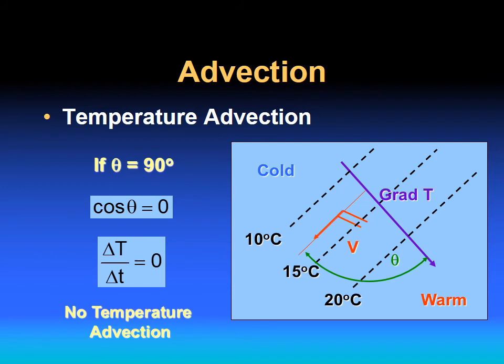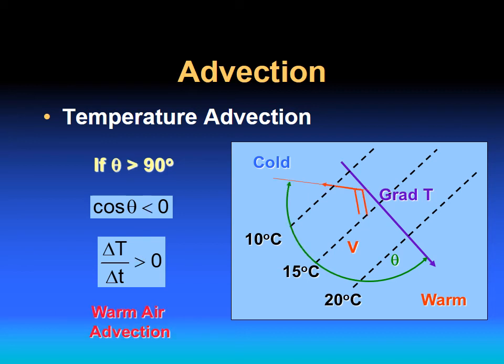If the wind is blowing exactly parallel to the isotherms, temperature lines, in this case, it's not blowing warm to cold or cold to warm, it's just blowing parallel. So if that's the case, if you take the cosine of 90, that gives you 0. And that tells you that whole right side is 0, which means your left side is 0. So the change in temperature with time is 0. There is no advection. In this case, no temperature advection.